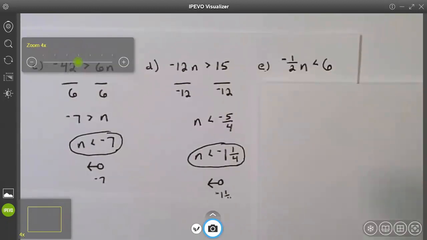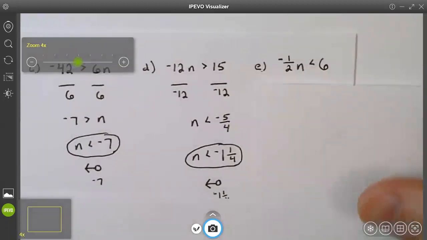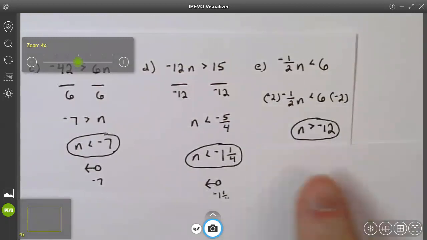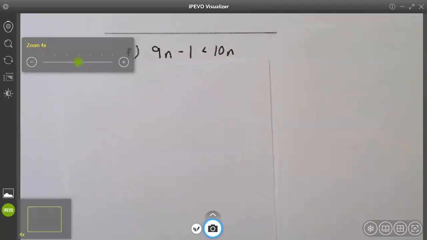On E, to get rid of times a fraction, multiply both sides by the reciprocal. So to get rid of times negative 1/2, I multiply both sides by negative 2. Since I'm multiplying or dividing by negative, I flip my symbol. It becomes greater than, and the answer is n is greater than negative 12. You can try F.